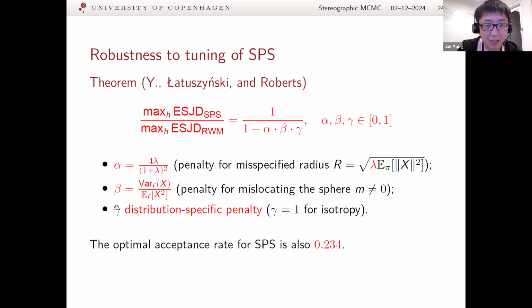Finally, gamma is a distribution-specific penalty. Basically, it measures how close your target distribution is to an isotropic distribution. For example, a Gaussian is an isotropic distribution, so this gamma equals 1. Okay, so basically this is the theorem.